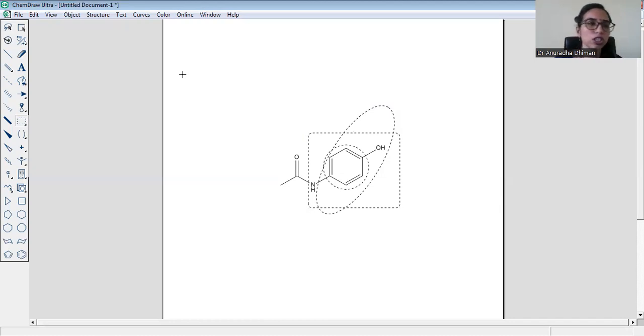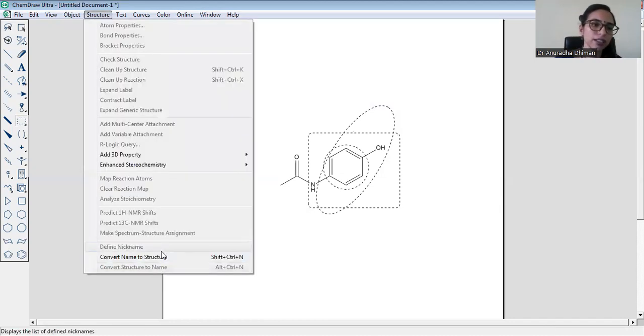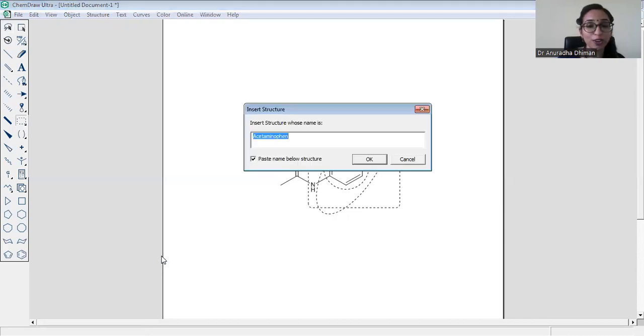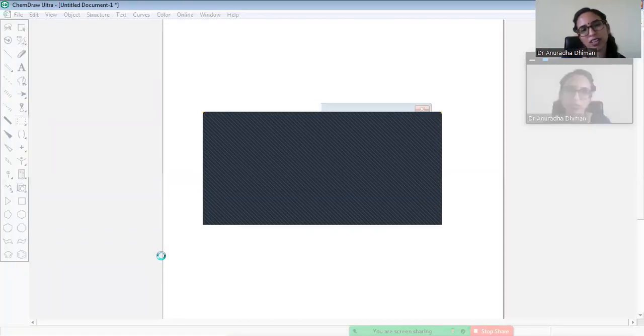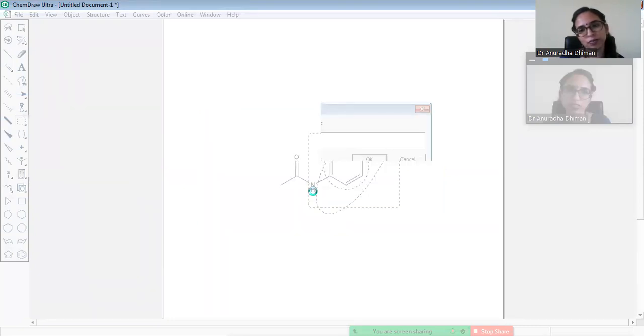Now I write down the structure. Again, no need to draw the structure. I just try to write it again by typing para-aminophenol. Sorry, we need to try again. Sorry. We'll do it again.